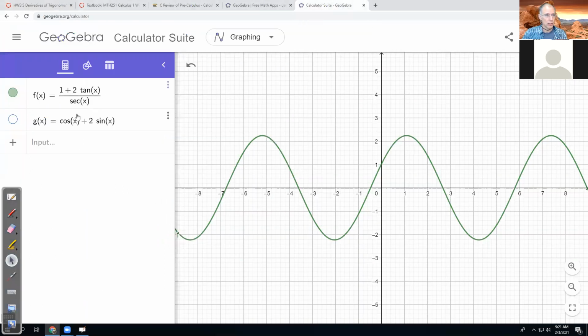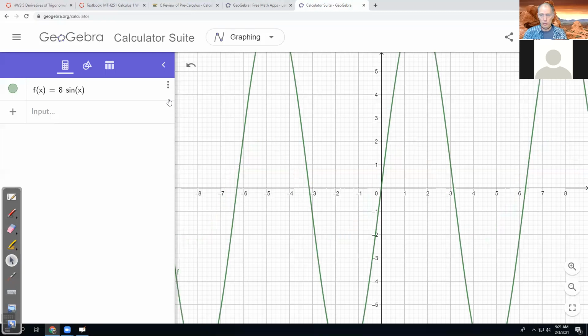So let's get rid of this one and just rewrite this one. So 8 times the sine of x is our function, which is much taller. And I am interested in the point pi over 6, comma, f of pi over 6, which should be 4, right?